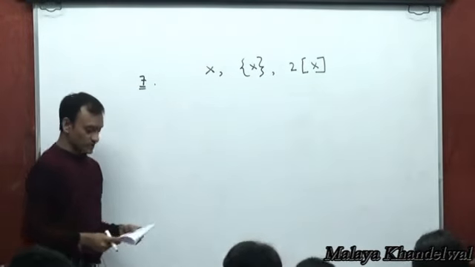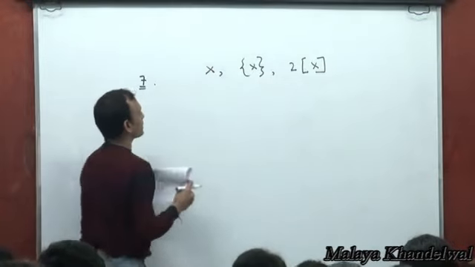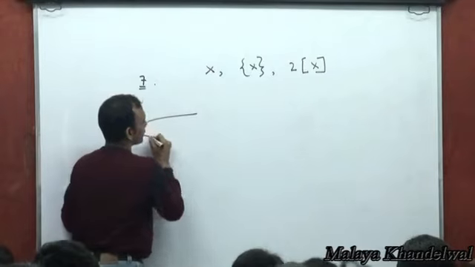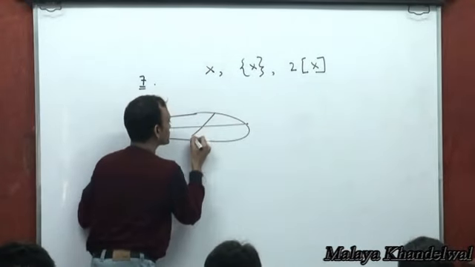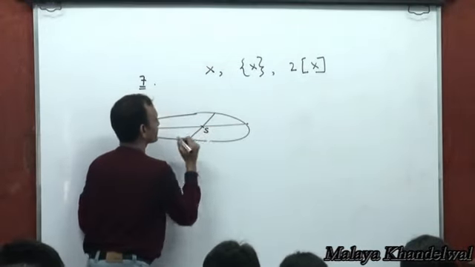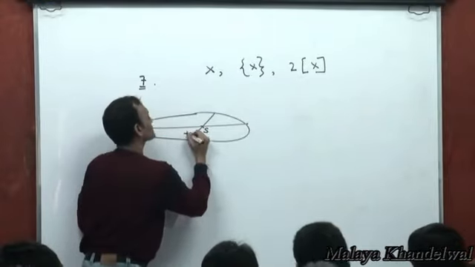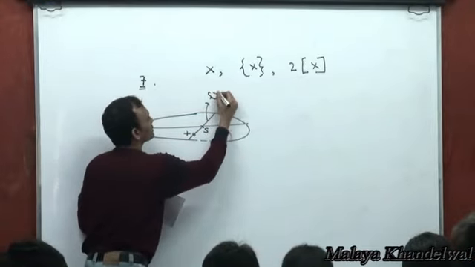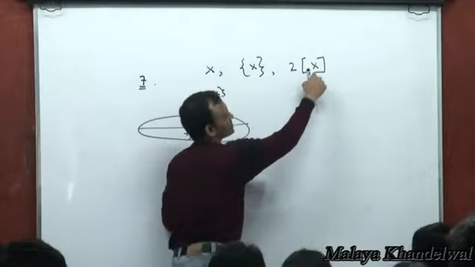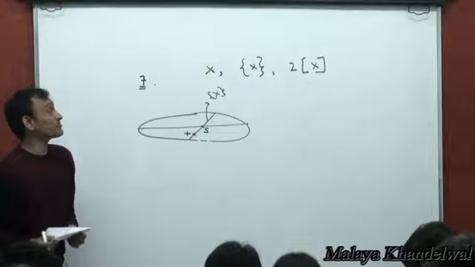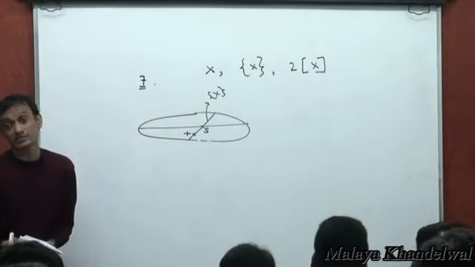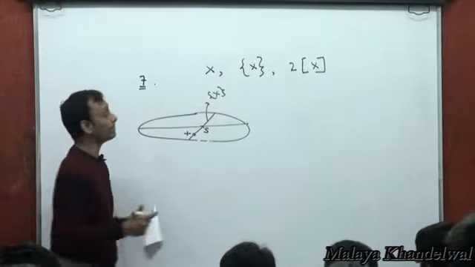X, the fractional part of x, and twice the box of x. X and the fractional part of x are segments of a focal chord of an ellipse. Let's say if this is one of the foci, then this is x, this is the fractional part of x, and this is the length of the latus rectum. That means the semi-latus rectum is box of x.